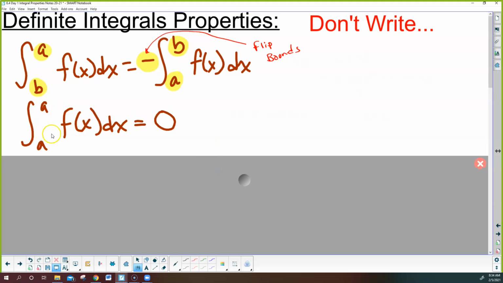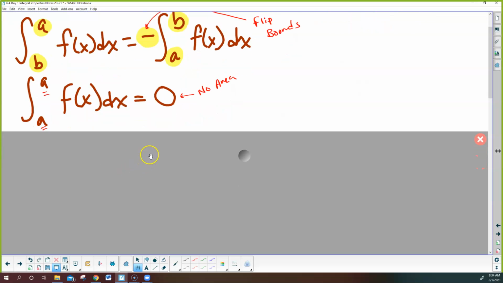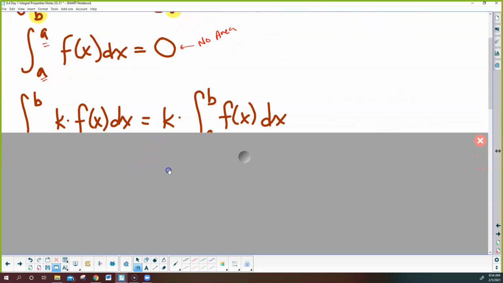All right, this one we talked about, think of it as the area underneath the curve. If I go from a to a, there is no area, right? That is not a two-dimensional shape, that's a straight line. So there is no area, which means the integral is equal to 0. So notice how we have been making reference to integrals as the area under the curve. I think that's really important for you guys to understand that concept.